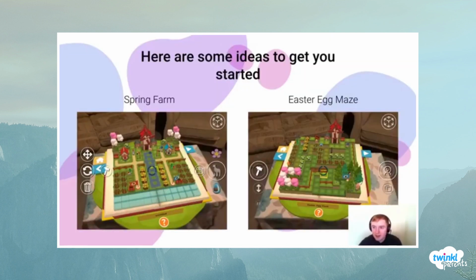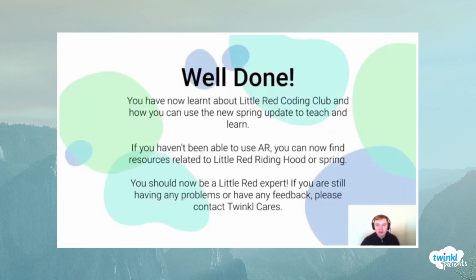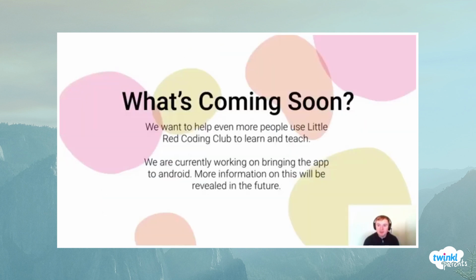And then here are some ideas, like we said, to get started. So we saw the Spring Farm and the Easter egg maze in the levels that I created previously. So now it's just to say well done. You've now learnt about Little Red Coding Club and how you can use the new Spring update to teach and learn. If you haven't been able to use AR, you can now find resources relating to Little Red Riding Hood or Spring. And you should now be a Little Red expert. If you are still having any problems or any feedback, please contact Twinkl Cares.